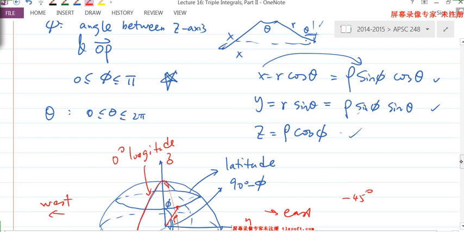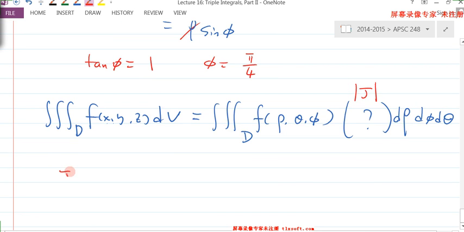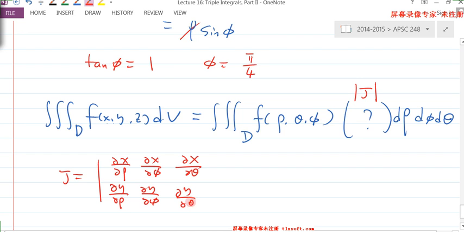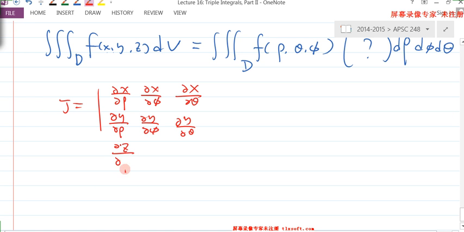Your guideline to create the determinant of the Jacobian is the three equations for x, y, z. x is a function of rho, phi, theta, y is a function of rho, phi, theta, and z is a function of rho and phi, with no theta. So your Jacobian is dx over d rho, dx over d phi, dx over d theta, dy over d rho, dy over d phi, dy over d theta, and dz over d rho, dz over d phi, dz over d theta. That's the Jacobian, and the determinant is of this 3 by 3 matrix.